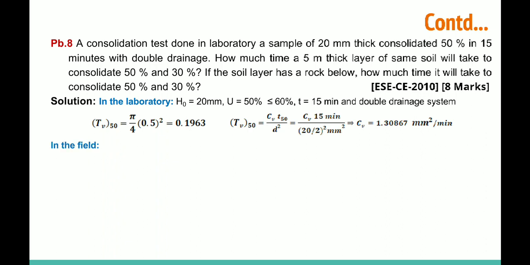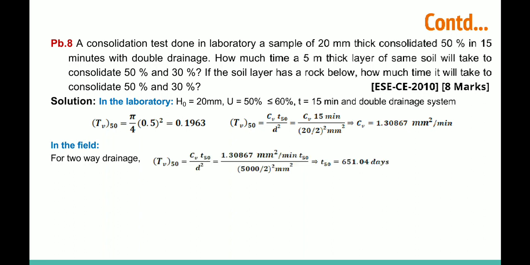In the field, the first part is the two-way drainage condition, so we can calculate. Now we have the Tv value for 50% degree of consolidation. We have the Cv value and we have D, so we can calculate the T50, that is 651.04 days. For 30% consolidation, we have the Tv value for 30% degree of consolidation, we have the Cv and the D value, so we can calculate the T30, that is 234.43 days.